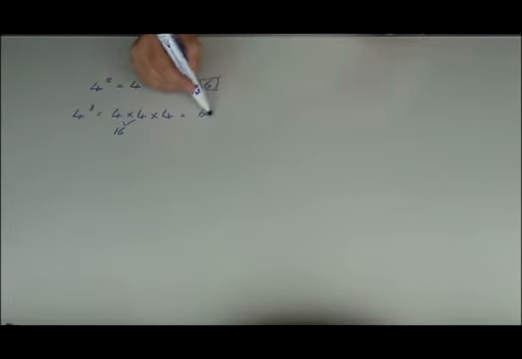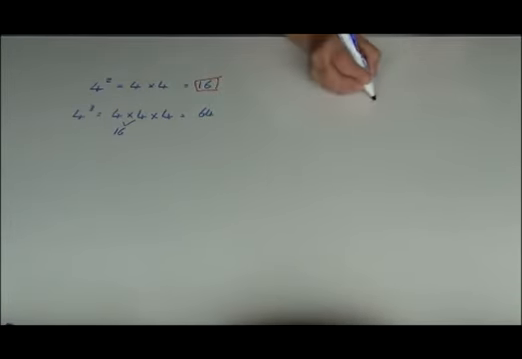If I wanted to do 4 cubed, I have a little 3 there, and that tells me I have 4 times 4 times 4. Be careful when you work these out. 4 times 4 is 16. 16 times 4 is 64. Remember, if you need to, do your calculations somewhere else.